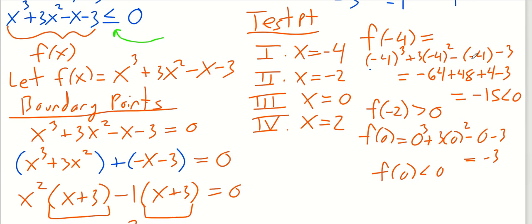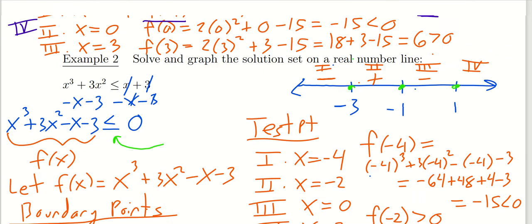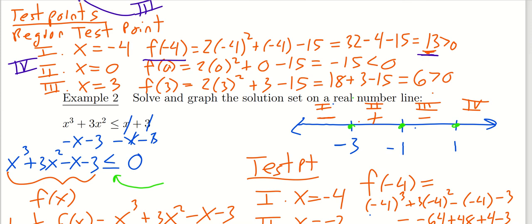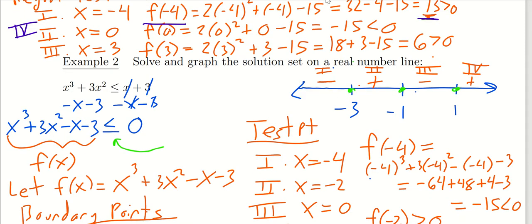And then if you test it, for example, if you use the test point 2, you should find that f of 2 is going to be positive, which is greater than 0. So now we have our intervals. We're ready to go ahead and write out the solution set.